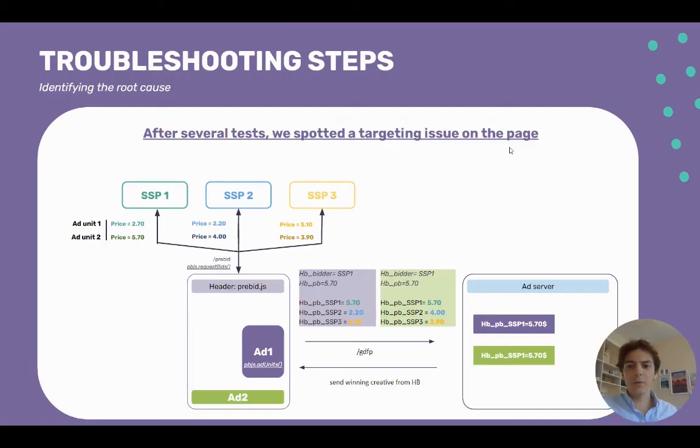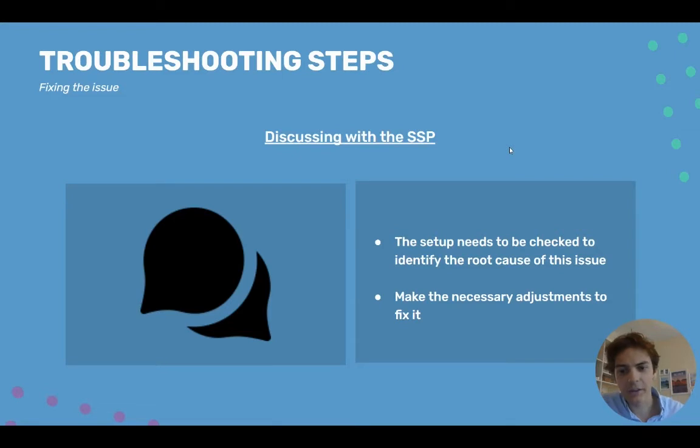So now that we know what was causing the issue, the publisher can move forward and get in touch with the SSP and discuss with them to identify what was wrong in the setup and get to the root cause of the problem. And then, of course, they can make the necessary adjustments to fix it.